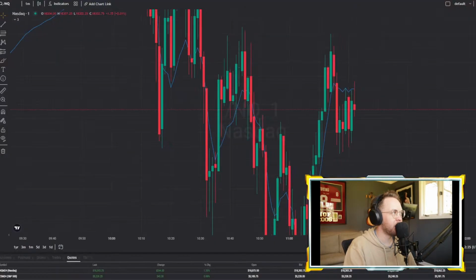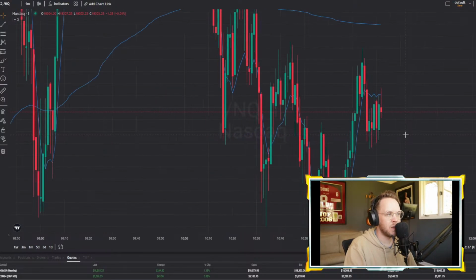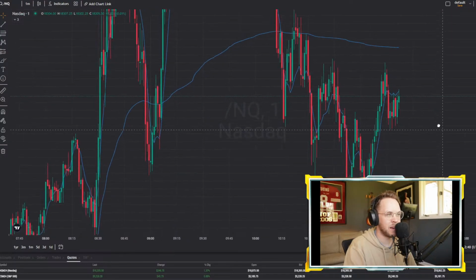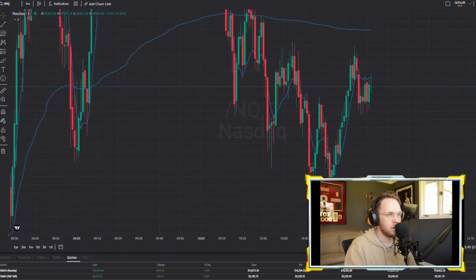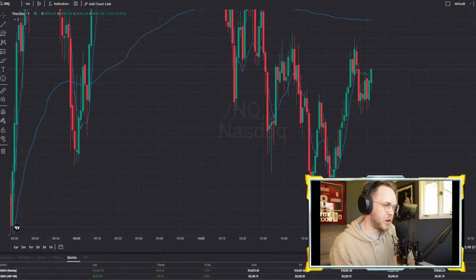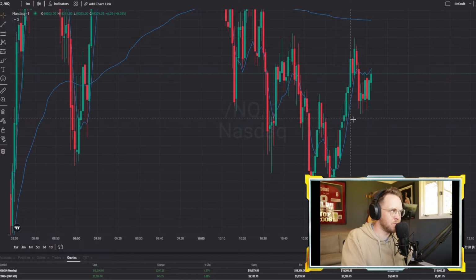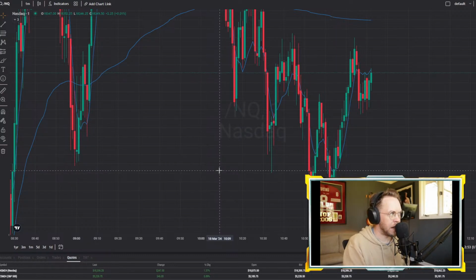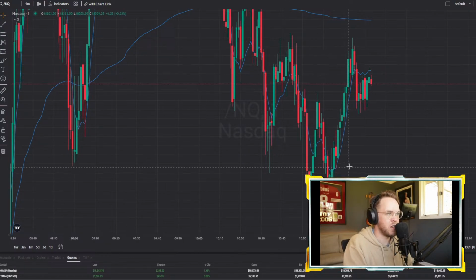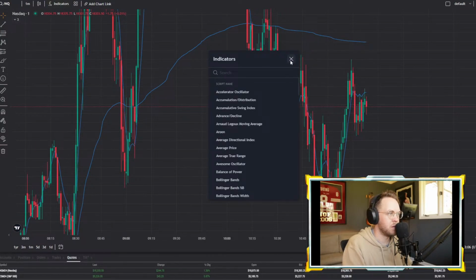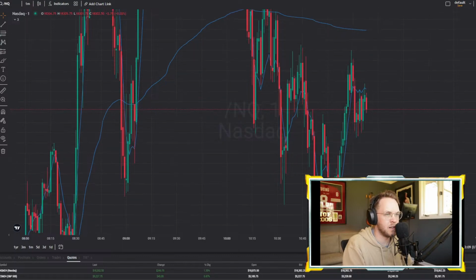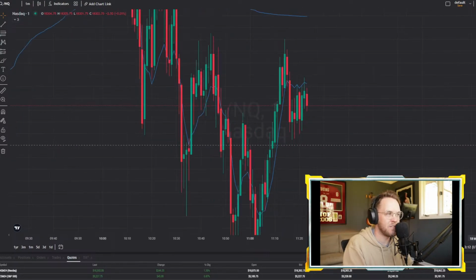Yeah, TopStep X is going to take some getting used to. I mean, it seems pretty cool, but it's basically just TradingView, right? I love using TradingView for charting, but I've never enjoyed trading on TradingView.